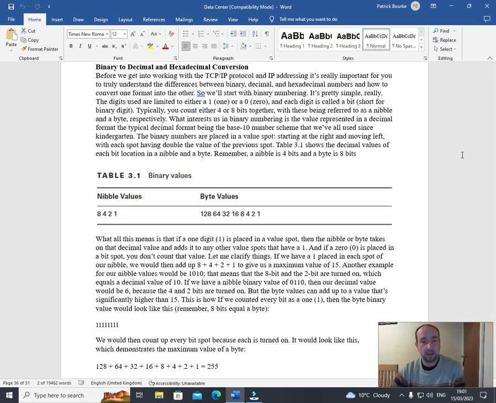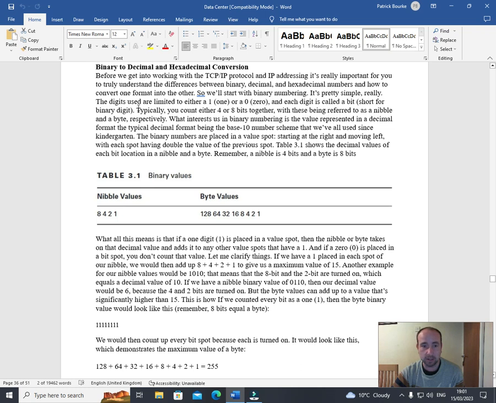Binary to decimal and hexadecimal conversion. Before we get into working with the TCP/IP protocol and IP addressing, it's really important for you to truly understand the differences between binary, decimal and hexadecimal numbers and how to convert one format into the other. So we'll start with binary numbering.